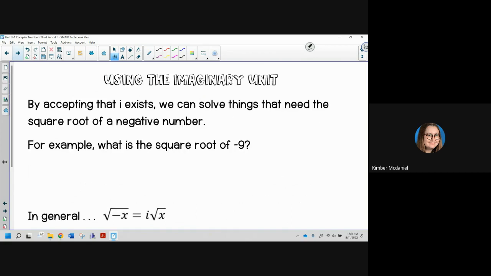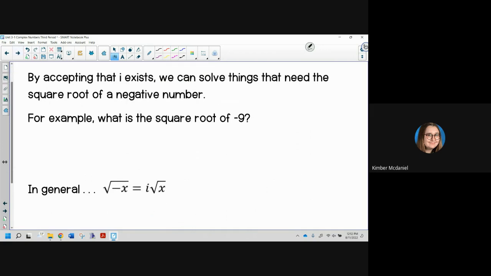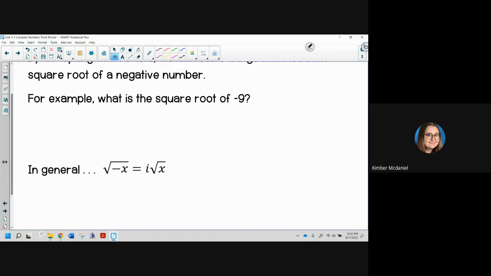By accepting that i exists, we can now solve things that need the square root of a negative number. Because prior to today, you have been told that you can't take the square root of negative numbers because they are not part of the real number system. But i gives us a way to actually take the square root of a negative number. So, for example, what is the square root of negative 9? You don't have to write down the words, but I want you to write the square root of negative 9.